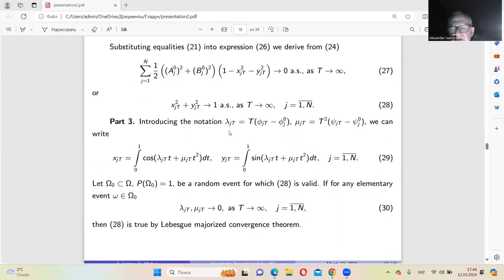Part three. Introducing the notation lambda_jt equal to these expressions, we can rewrite our values x_jt and y_jt in this form, and let omega zero be the random event of probability one for which 28 is valid. If for any elementary event omega from omega zero this behaves in such a way, then the relation 28 is true by the Lebesgue majorized convergence theorem.